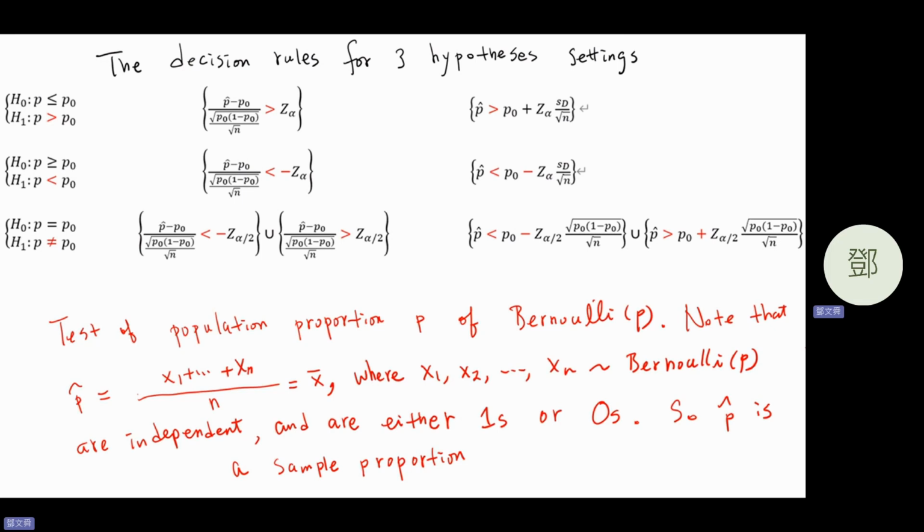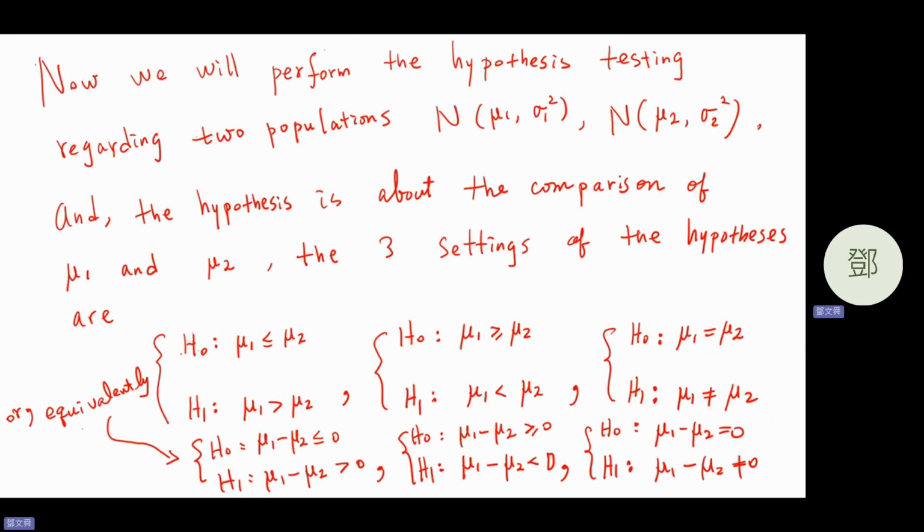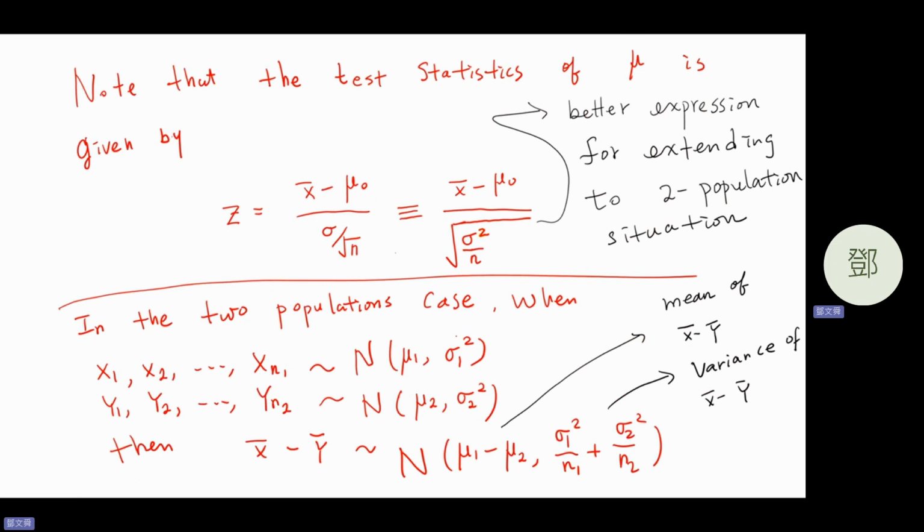For the two population case, before we go there, we needed to rewrite this formula and put sigma into the square root as sigma squared in the square root sign. Okay, and this is one population, and when it comes to two populations, there will be two such things: sigma 1 squared over n1 plus sigma 2 squared over n2 here.